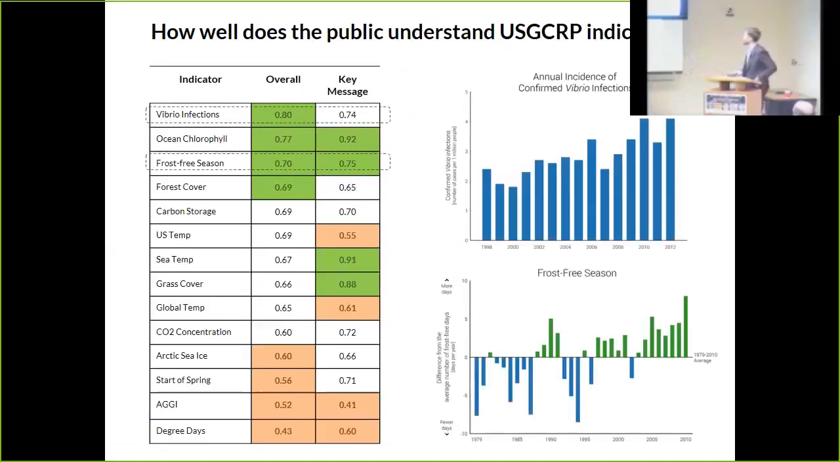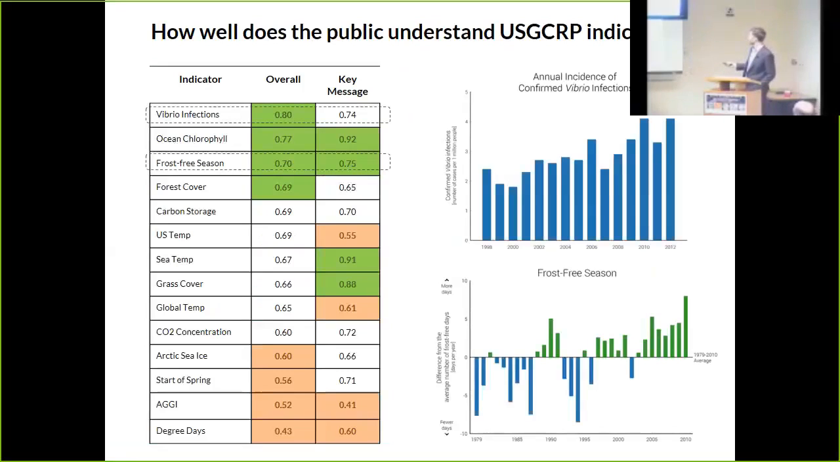So some of these did well, and they weren't surprising. The top one, which measured Vibrio infections over time, that's this bar graph here. It's something that you probably learned how to read when you were 10, and so you'd hope that most people would be able to do that, and that's what we found.